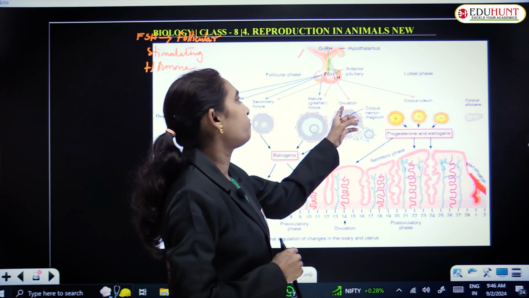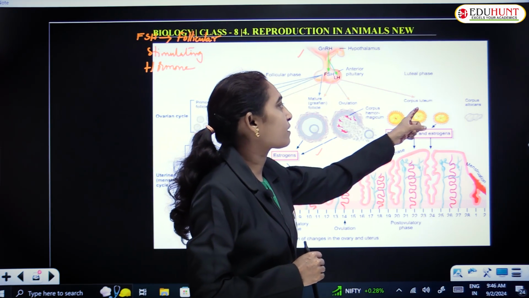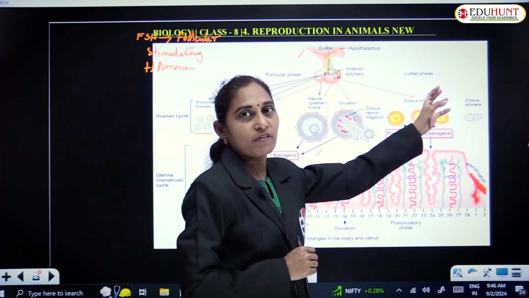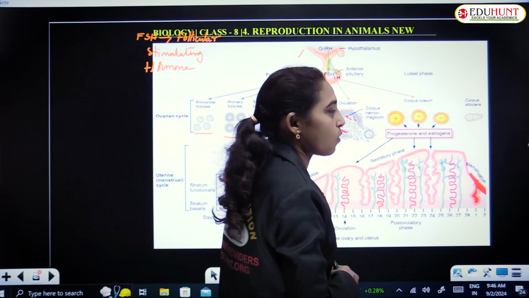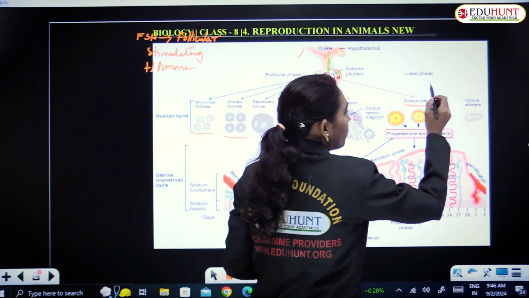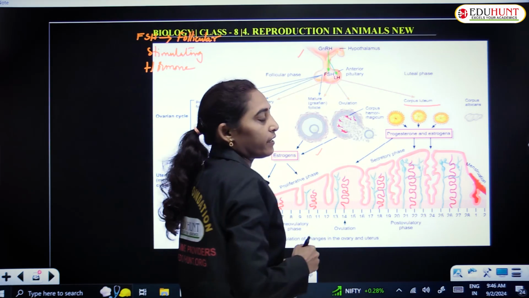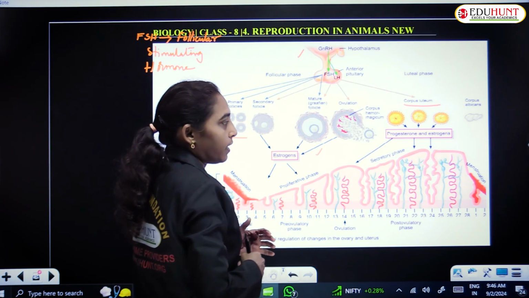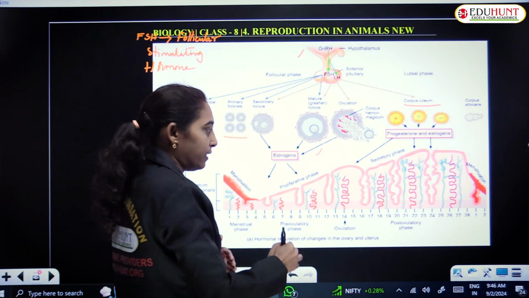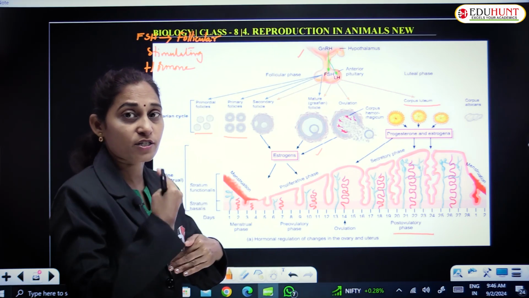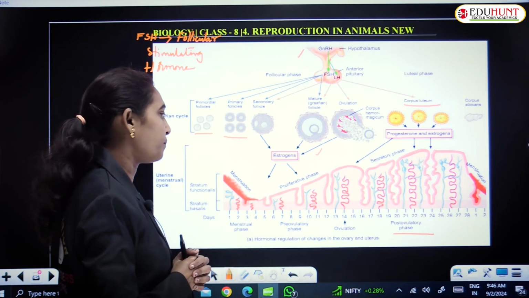Then comes the ovulation phase, and then the corpus luteum and corpus albicans. These are the various structures of the female reproductive system. In the corpus luteum, progesterone and estrogen are the hormones that are at peak level during the post-ovulatory phase, that is, after the release of the ovum.